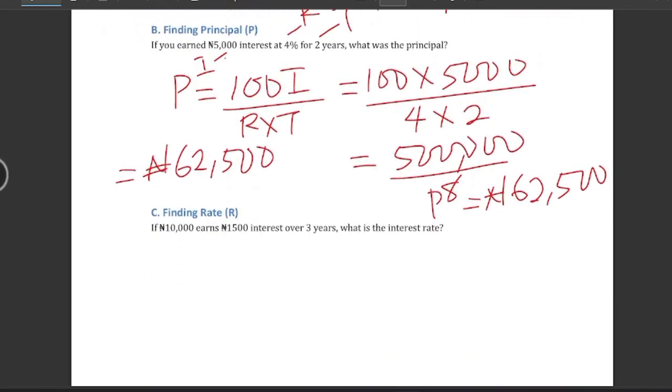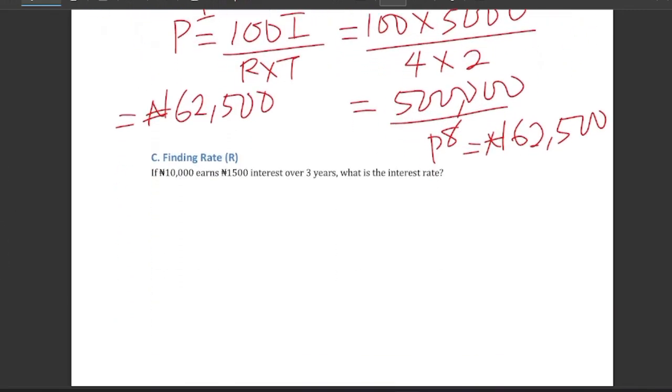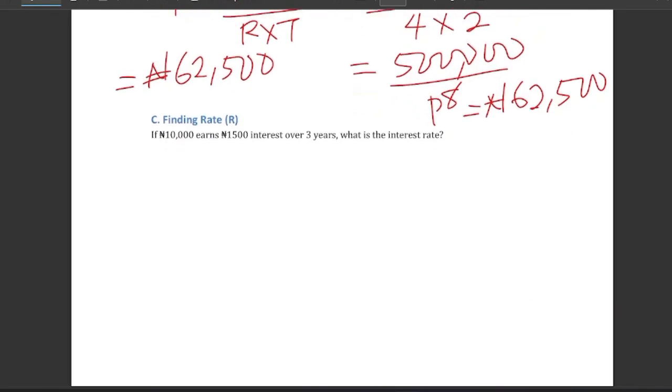So finding the rate, we come back to the formula again. The rate equals still the same 100 times interest, 100I, divided by the principal times the time. It's so easy, right? So we need to find, if 10,000 naira earns 1,500. Because I want you to understand this interpretation very well. Just take a look at it.